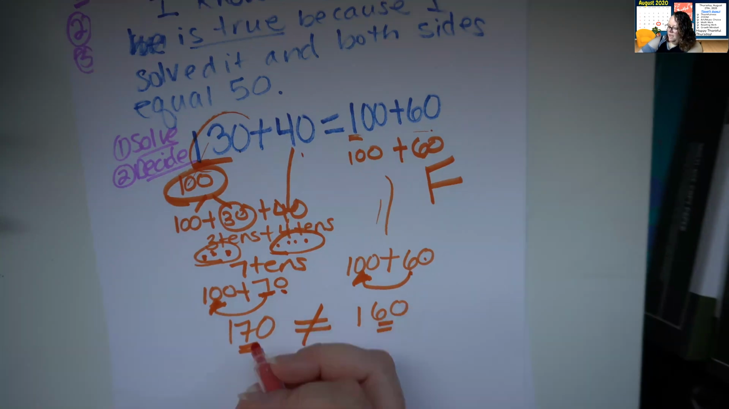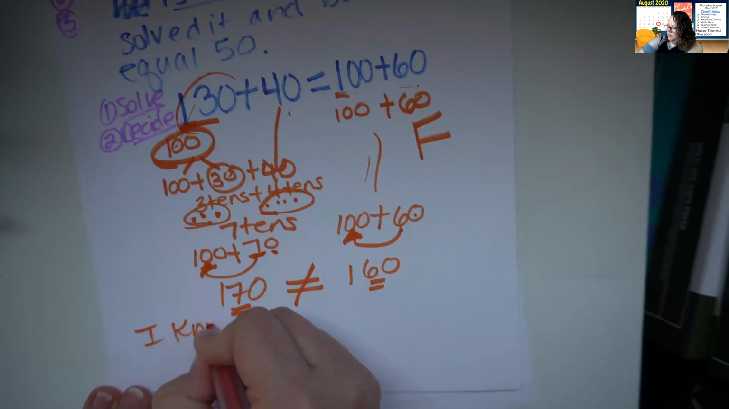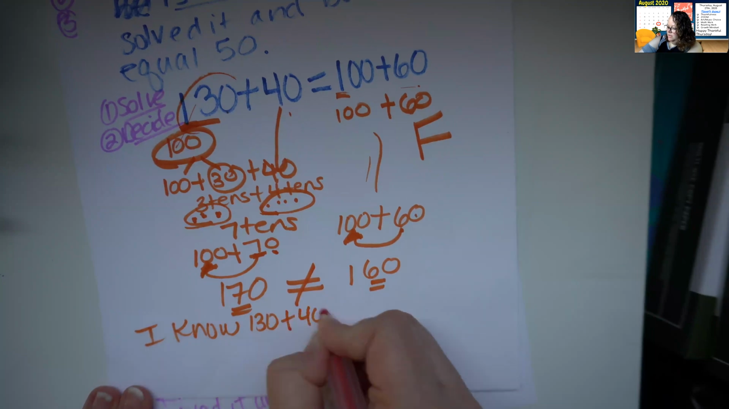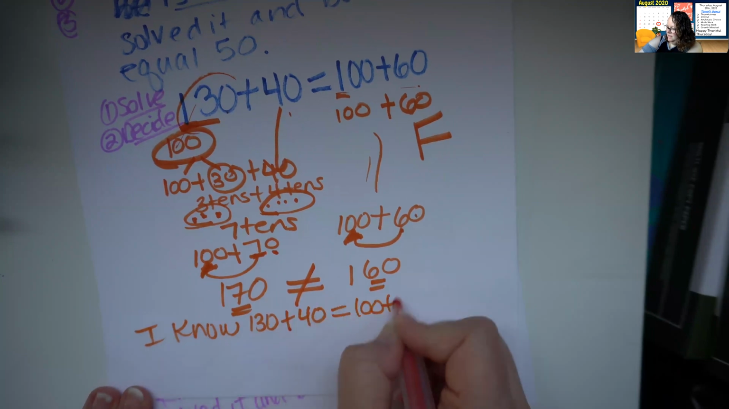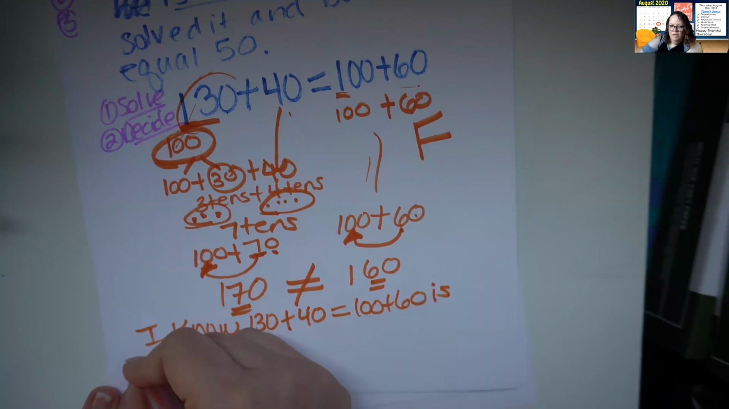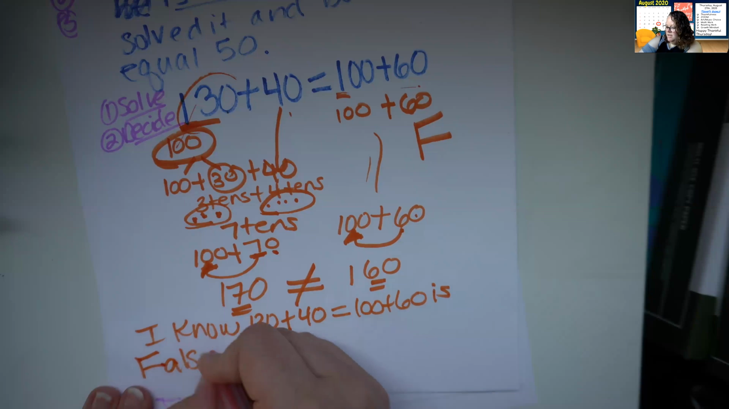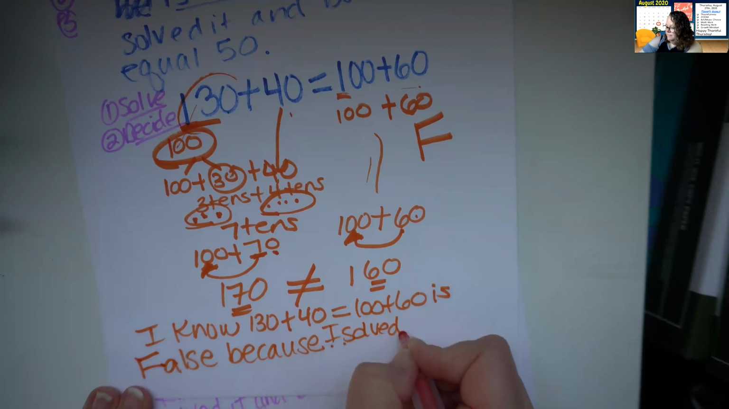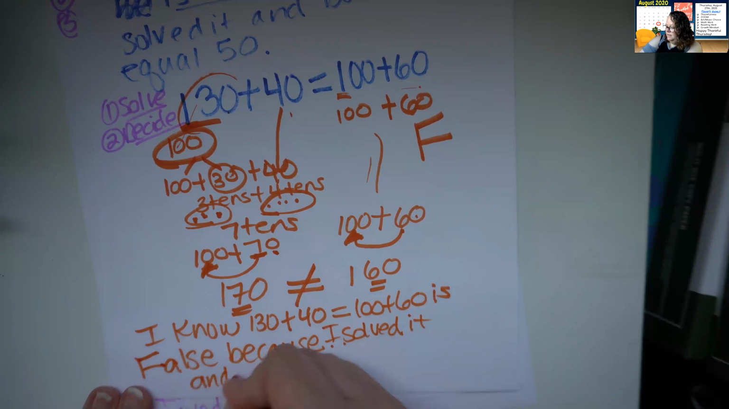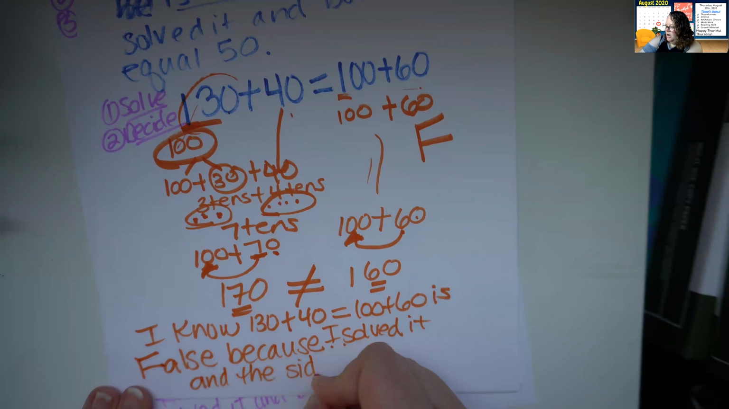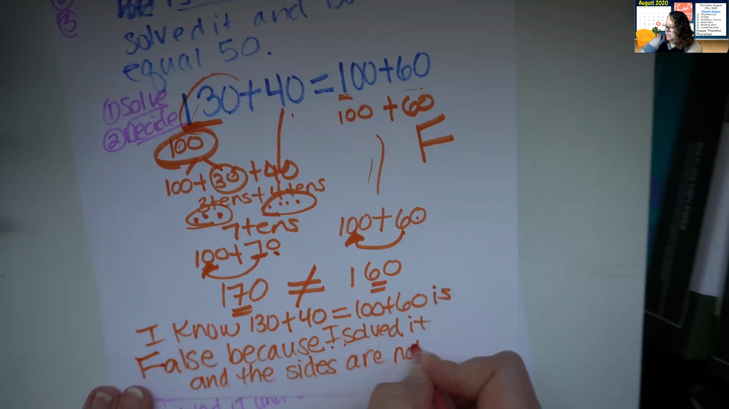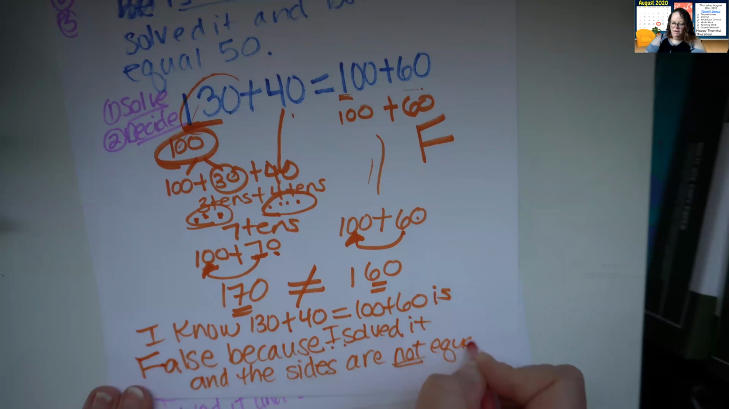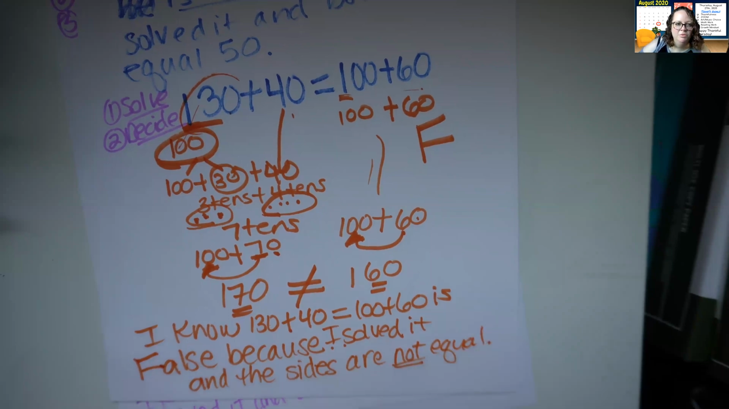So let's see. I know 130 plus 40 equals 100 plus 60 is, what's the word? False. Because, why? Because I solved it. And the sides are not equal.